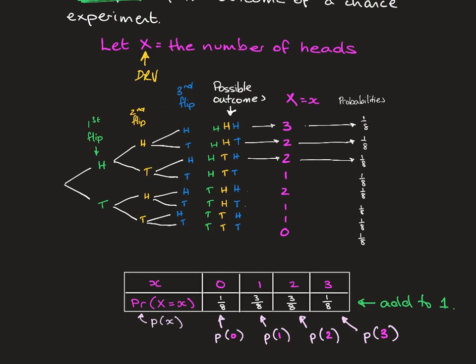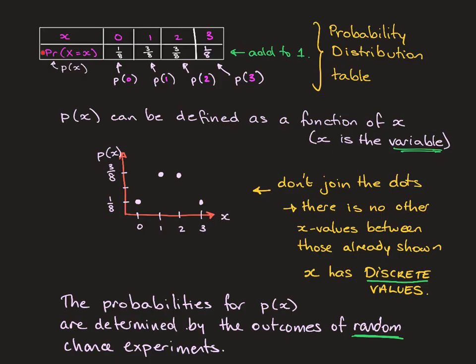Now this probability that big X is equal to little x, that's how you say it, can be simplified down to just p of x, the probability of x. And so this value here, this 1/8, is the value of p when you substitute the 0 in for x. And this is the value of the probability. This is p1, this is p2, and this is p3.